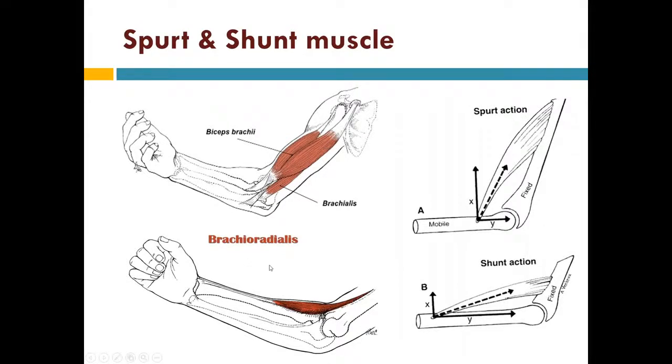Even you know that, as you have finished your upper extremity part, the chief flexors of the elbow joint are the brachialis and the biceps brachii, but not the brachioradialis. So you can understand the spurt muscle is doing the movement mainly, but the shunt muscle is mainly supporting the joint.